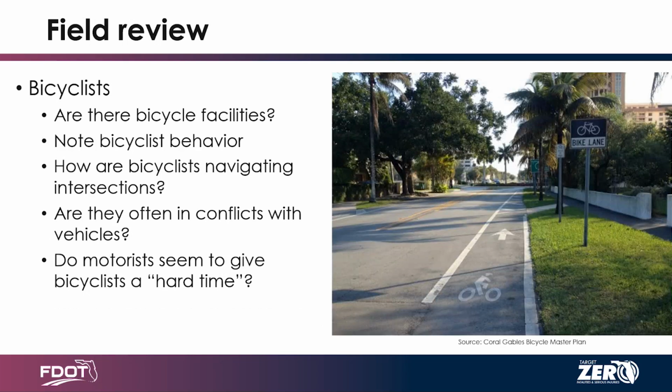So then bicyclists, you want to know, are there bicycle facilities? How are bicyclists navigating intersections and corridors? And also important to know, are they often in conflicts with vehicles? Or, for example, do motorists seem to give bicyclists a hard time? I know not everyone loves that cyclists share the roadway, so I feel like it could be a potential issue. If you know that drivers are not respecting the bike lanes, or if there's bike boxes, it would be good to consider enhancing it to be separated so vehicles can't encroach on the cyclist space.